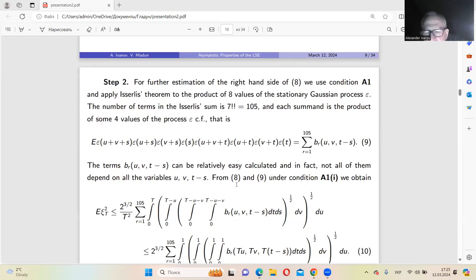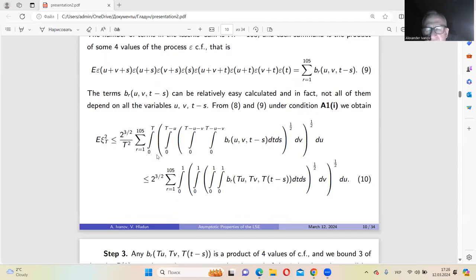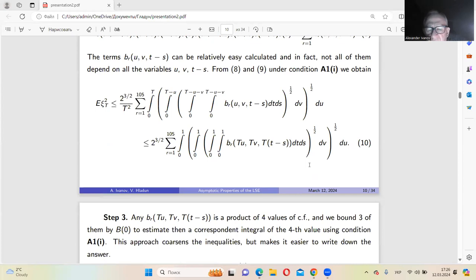From formulas 8 and 9, under condition A1i, we continue the inequality 8 and use the inequality 9, and we obtain the inequality 10. And now for our supremum, the expectation of the supremum squared, we obtain such a sum given by formula 10, and then it's possible to estimate properly every term of this sum.